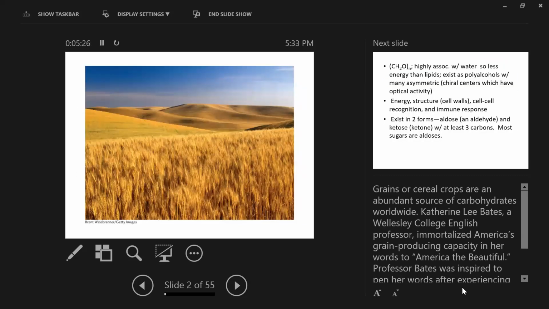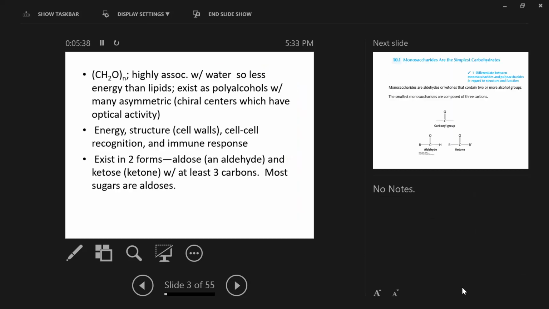And your book always has to show you something. So they're showing a field of wheat because wheat products are carbohydrates or polysaccharides. So sugars have this molecular formula. They're basically hydrated carbon. So they have a lot of hydroxyl groups, as we'll see. Because they have hydroxyl groups, they can hydrogen bond with water.